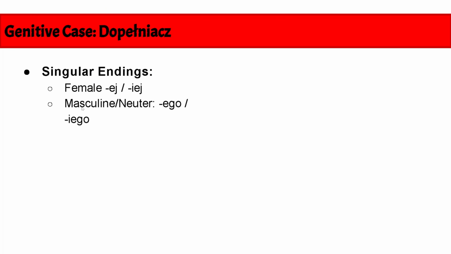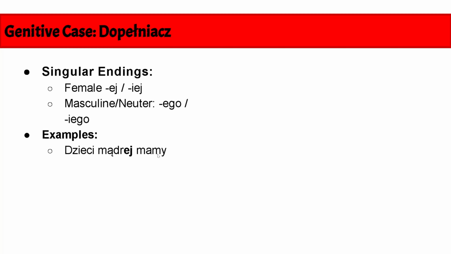Next case, dopełniacz. If you remember what dopełniacz means, it means, very quickly, to summarize, to fill in. It's the apostrophe S, just in Polish. And let's go through the endings for the adjectives. If the noun that we are referring to is a feminine noun, it ends in A or EJ, or IEJ. If the noun that we're adding the adjective to is masculine or neuter, it ends in EGO or IEGO. That's very simple. Now let's look at some examples.